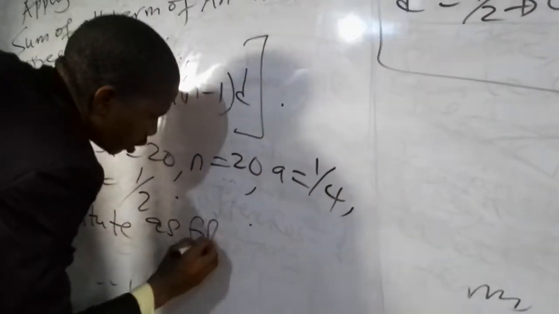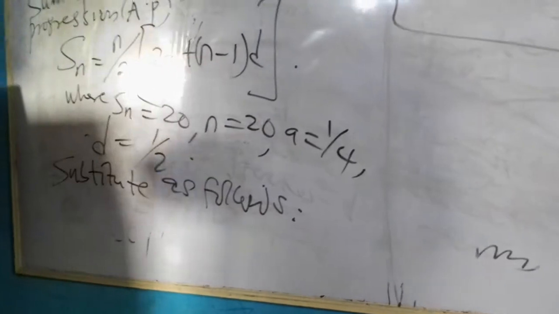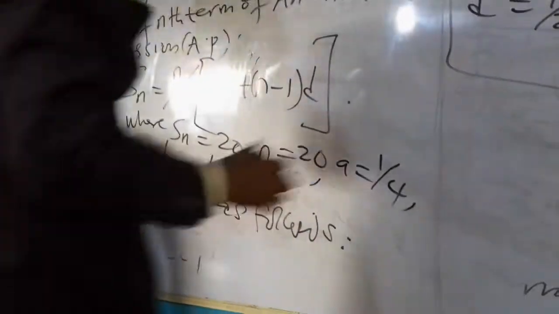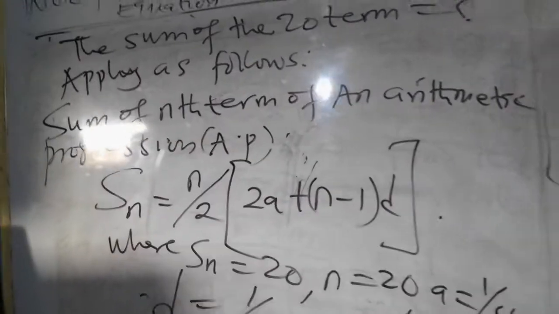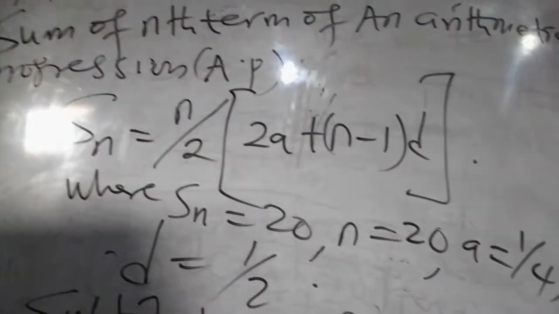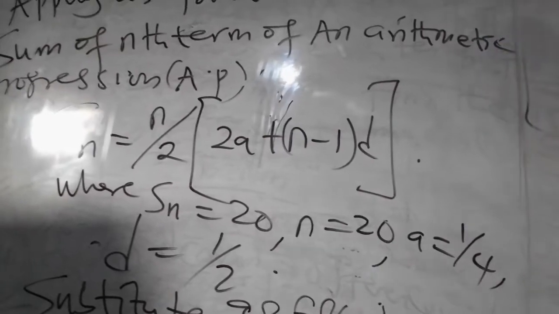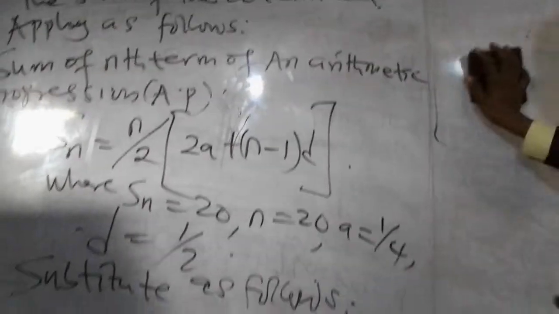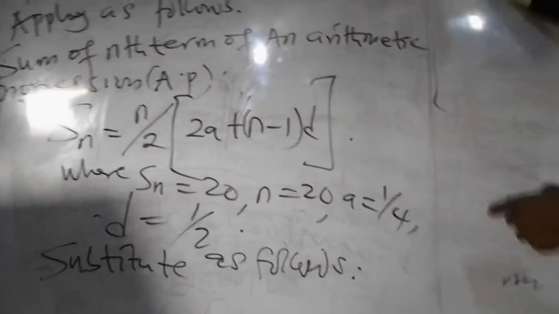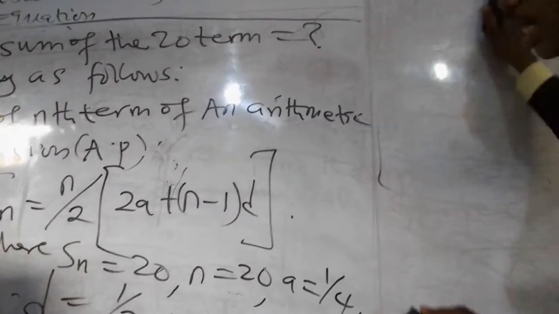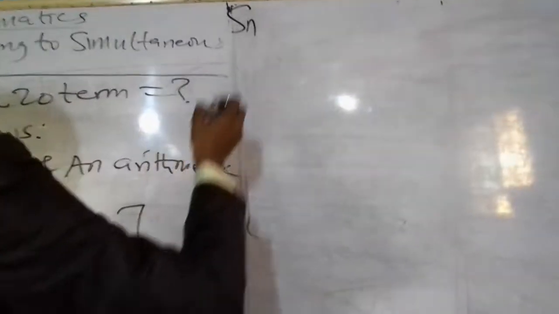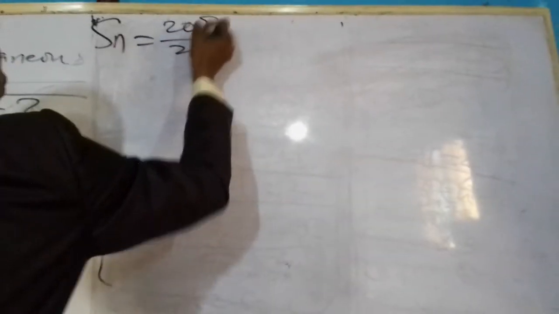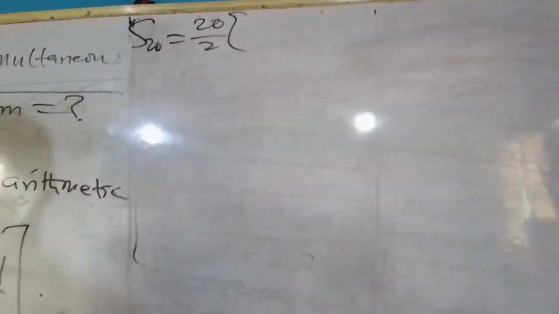Substitute as follows. We want to replace, isn't it? In the equation Sn equals n all over 2, open bracket, 2a plus, open bracket, n minus 1 close bracket, d, close the big bracket. That is what we want to do. We want to substitute. Sn, the sum of the n terms, equals 20 over 2, because we are looking for S20, isn't it?